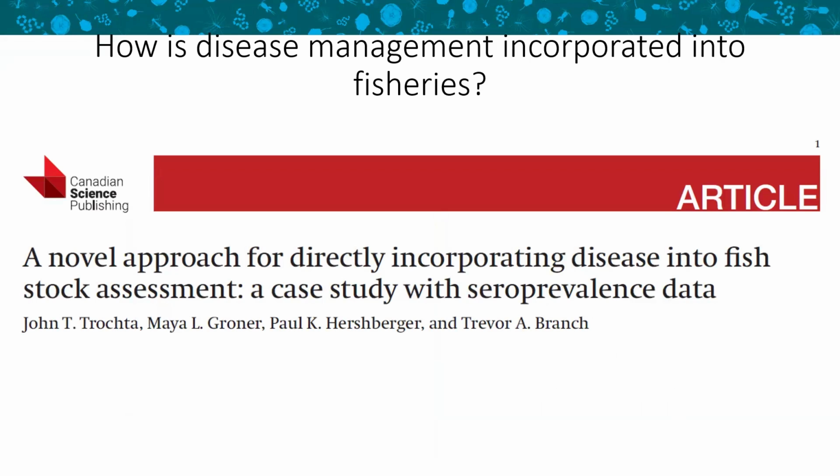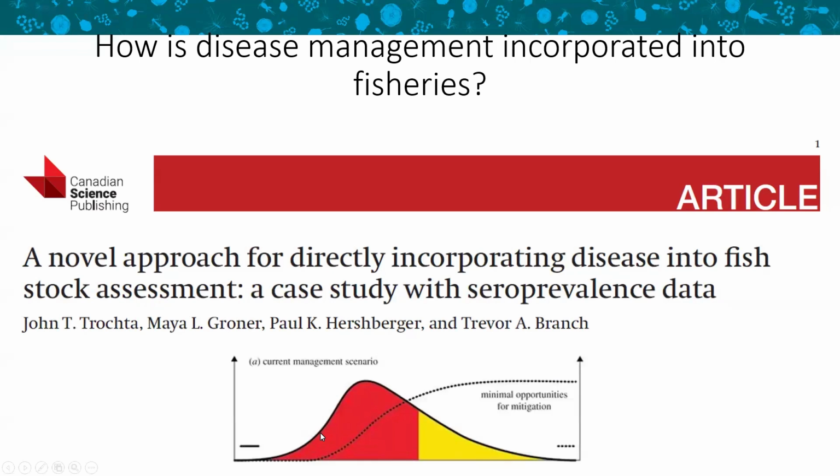One final approach is to directly incorporate disease into a fishery's stock assessment. This is typically done by just using the prevalence of the disease, or the proportion of individuals that are diseased, as a covariate in the stock assessment. And that's problematic because if the individuals are sampled in the early part of the epidemic, in the middle, or at the end, the prevalence is going to vary. And so it doesn't necessarily indicate what the mortality is due to disease.